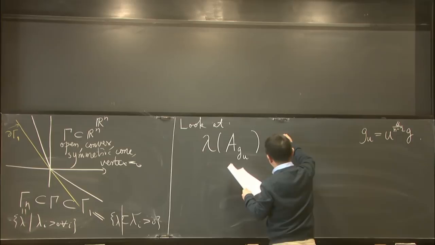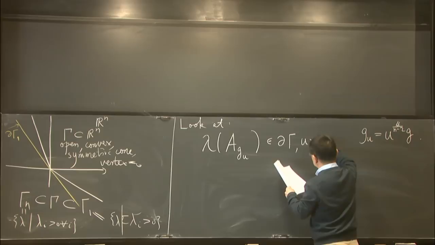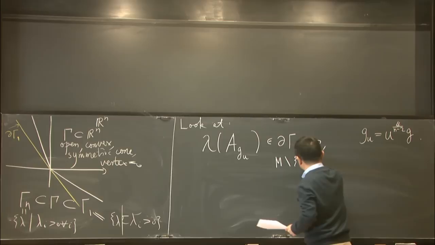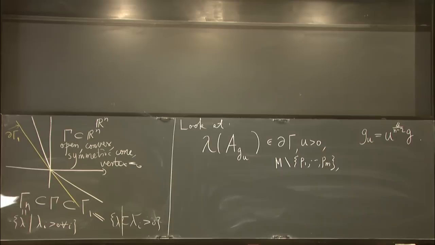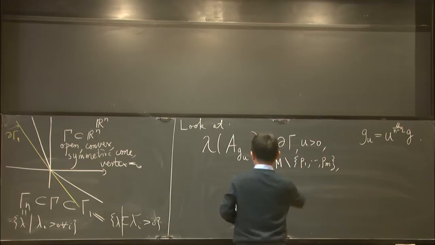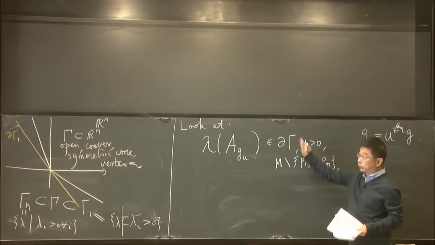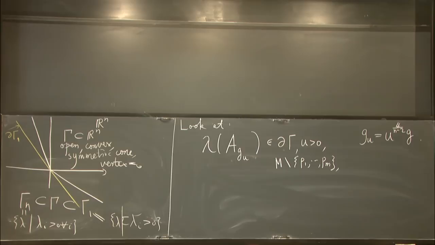The eigenvalues of the Schouten tensor belong to the boundary of gamma. And you look for a positive solution. And we look at M minus a couple of points. So these points will be like there. We take one point. There we can take a couple of points as well. So this is the equation. And if gamma is gamma 1, we have exactly the equation conformal Laplacian equal to that. Yeah, that's the equation.